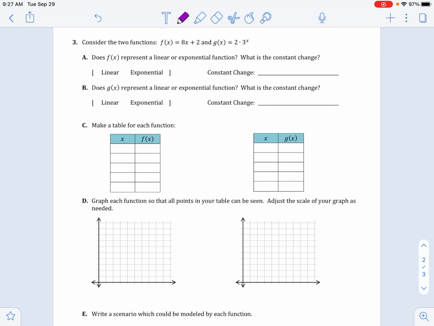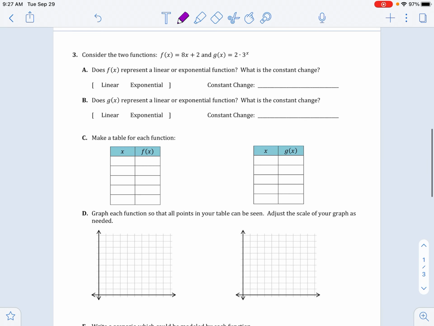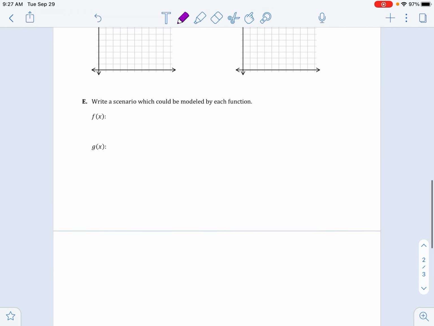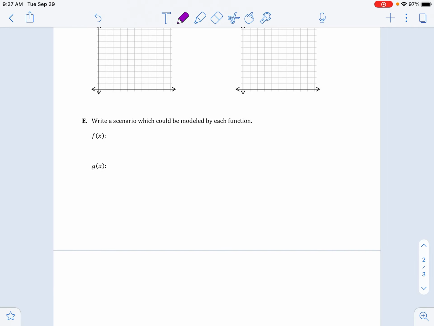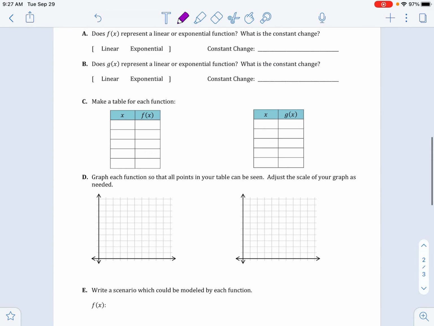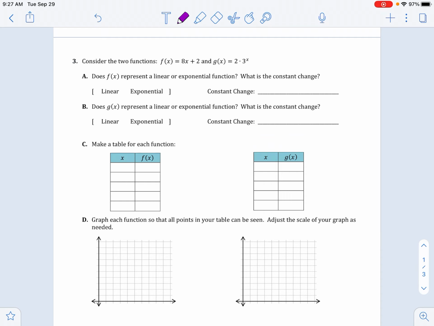Okay, so now what we're going to do is we are going to go through and consider 2 functions and answer the questions on them, okay? At the end, I'm going to have you write another scenario. It says, consider the 2 functions f of x equals x squared plus 2 and g of x equals 2 times 3 to the x power.